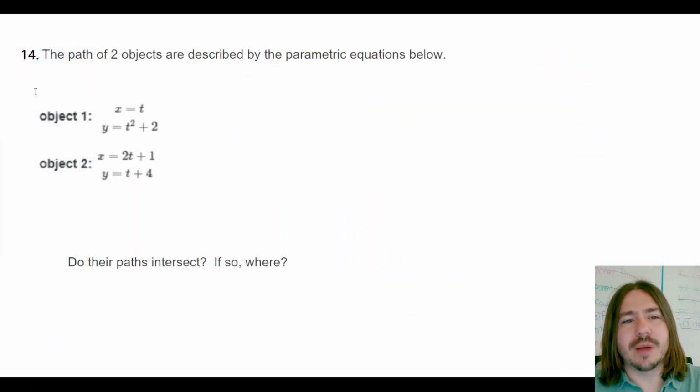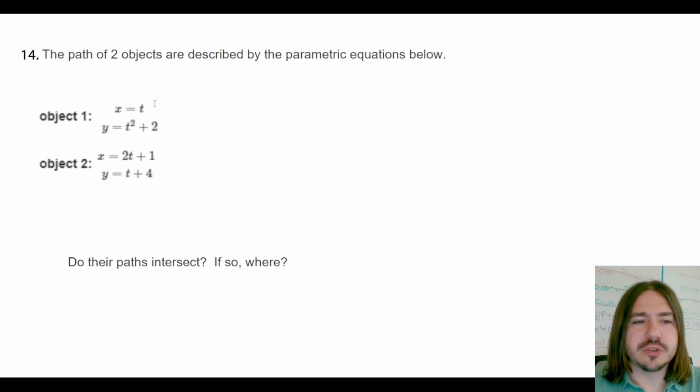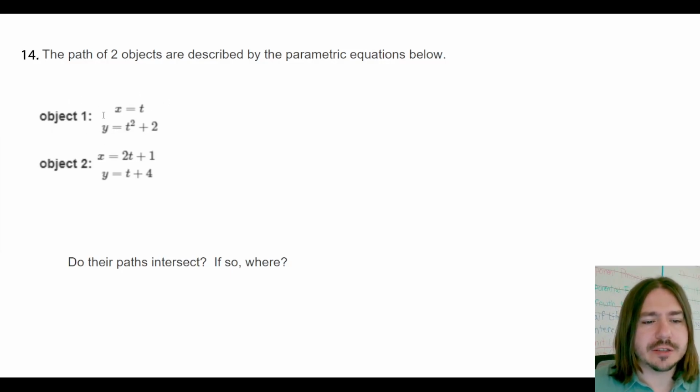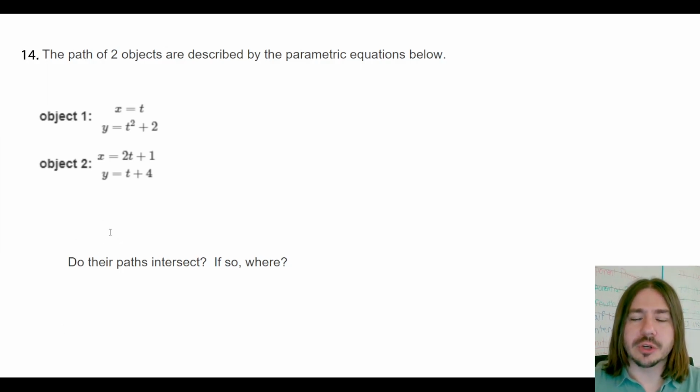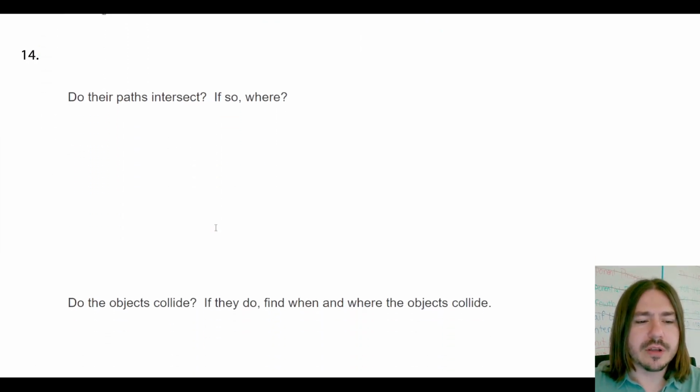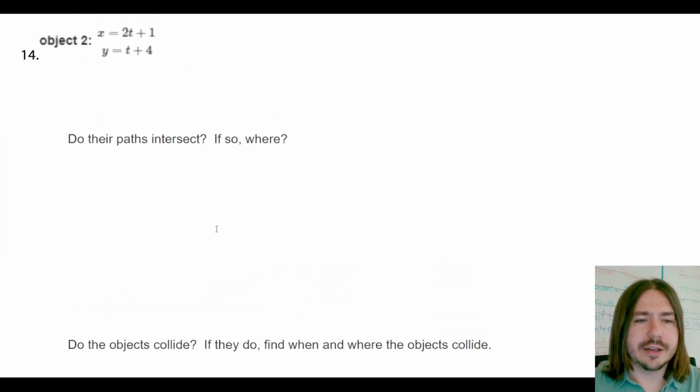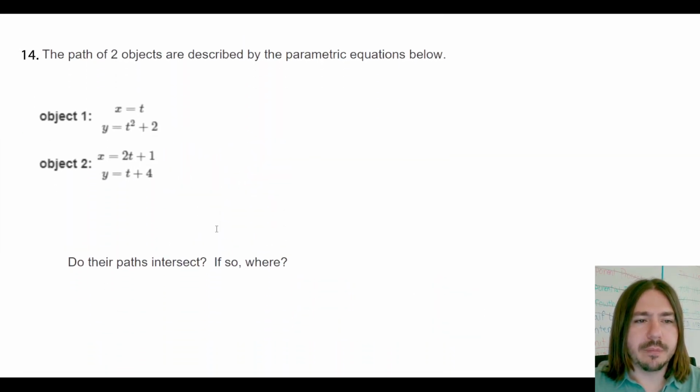It says the paths of two objects are described by the parametric equations below, and they give you the two sets of parametric equations for each object. And it's asking whether or not the paths intersect. If so, where? So we'll find out whether or not the paths of these two objects intersect. And then a little bit lower, it's going to ask whether or not they collide. So we'll get to that in a minute. But first, let's find out whether or not their paths intersect.